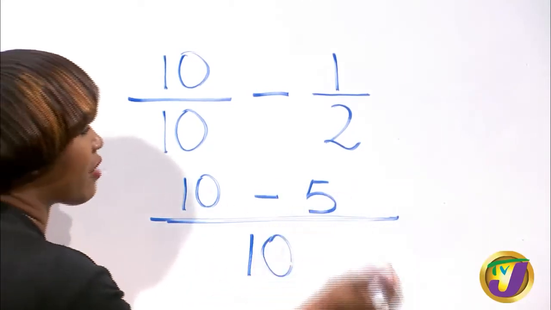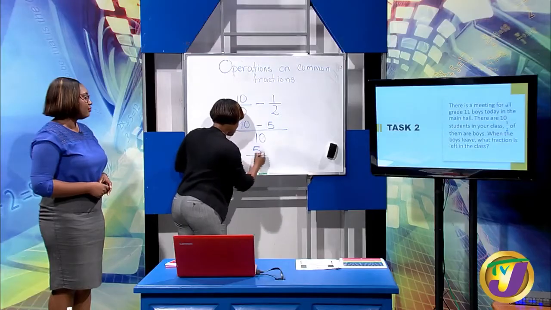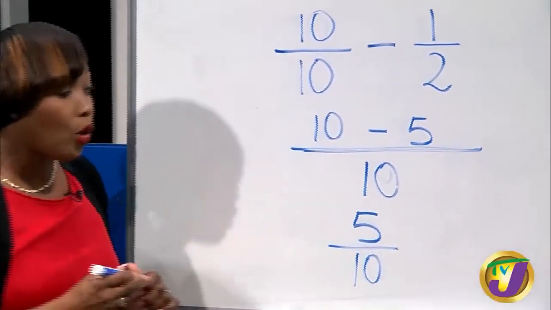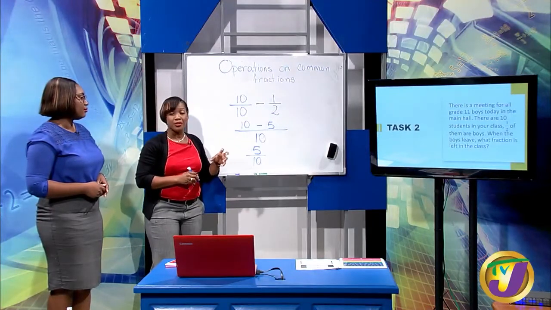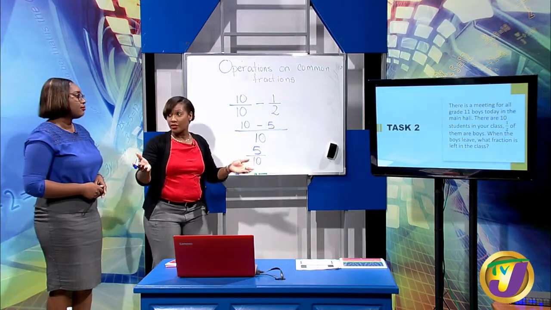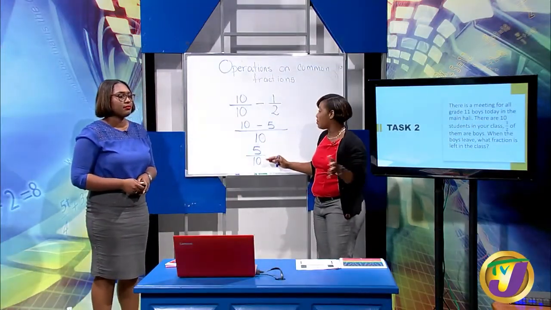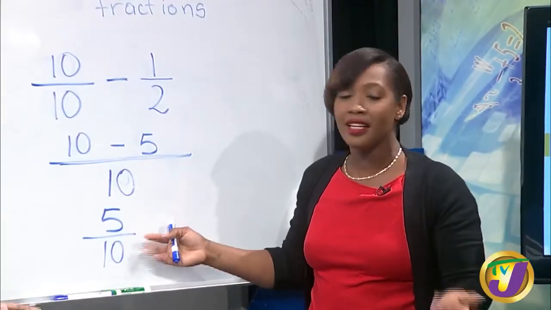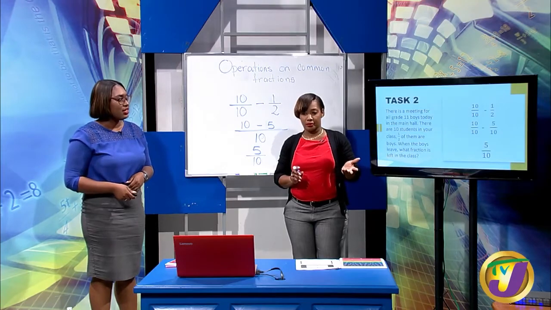So 10 subtract 5 gives us 5, and our whole is still 10 persons. So 5/10 represents what is left, and in this instance, the persons who also left. So 5/10 of the class went to have the meeting, and 5/10 are remaining. Excellent. So let's check our solution. So that's correct. Now, what are the main points to note?